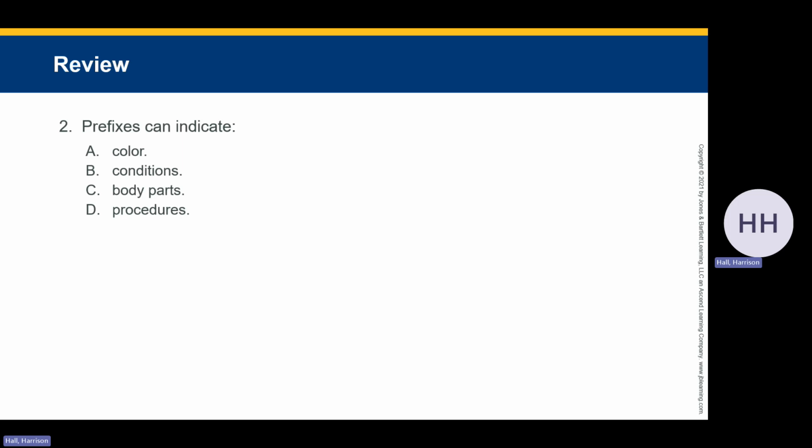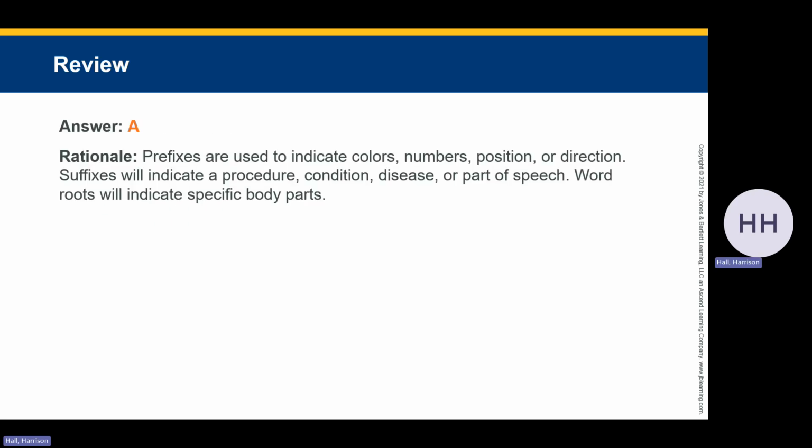All right, so prefixes are going to indicate what? Color, right? Remember how I talked about erythrocyte, leukocyte, and so on.